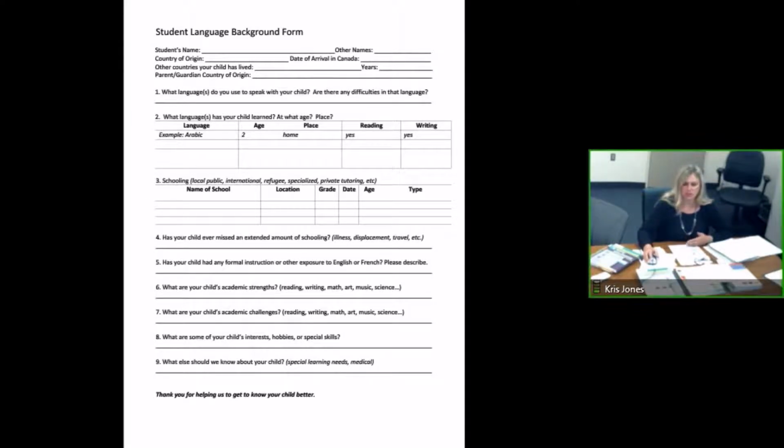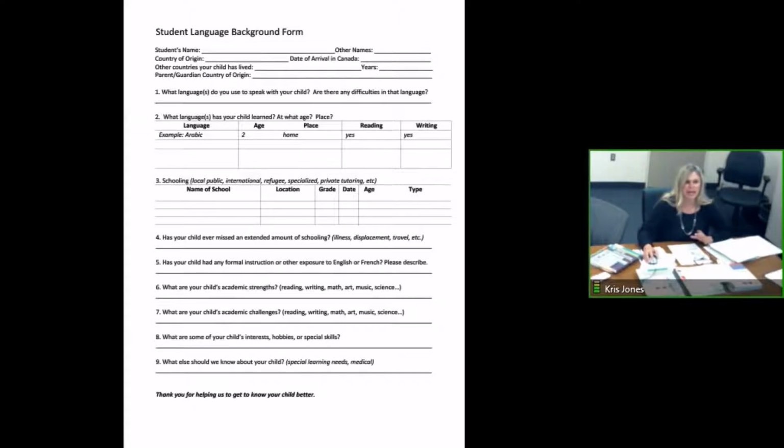So we have just recently received children who may have been from India, but they were educated in Italy, speaking Italian, speaking Hindi upon arrival, and English would be their third language. Very common to see different migratory patterns here. So getting that glimpse of a student language background form is very important. So we acknowledge what languages and what educational background those students have.